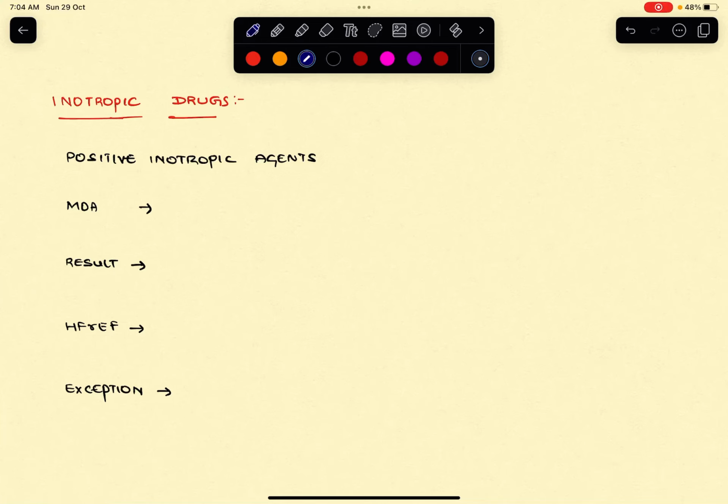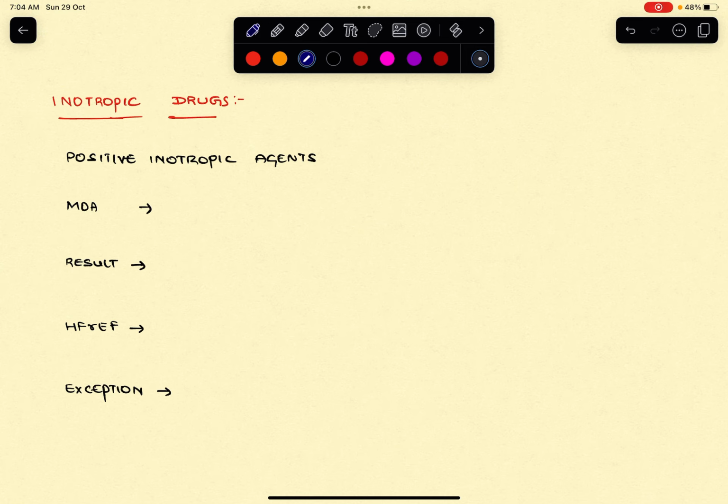I love Pharmacology, and in this session, let us learn about the inotropic drugs. So, let us understand what are positive inotropic agents, their mechanism of action, what is the result of the inotropic effects, what happens in case of heart failure with reserved ejection fraction, and what are all the exceptions. And also let us see which are all the drugs which are useful as inotropic agents.